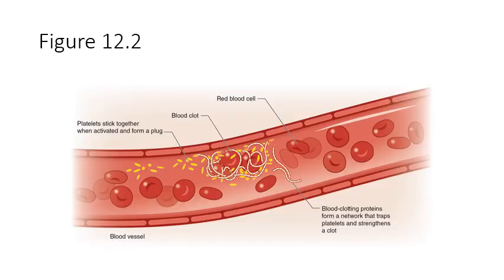So here's the figure from the text. This is showing the clotting process, and antithrombotic drugs, typically your anticoagulants, antiplatelets, and fibrinolytics, are going to be utilized to break this up. If you look at this picture, you see the platelets here, the blood clotting proteins form a network, and this is showing the clot actually forming.